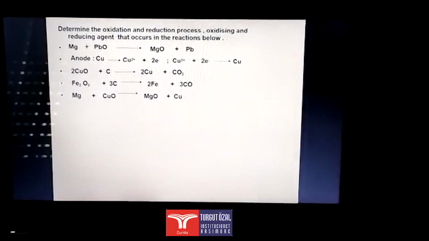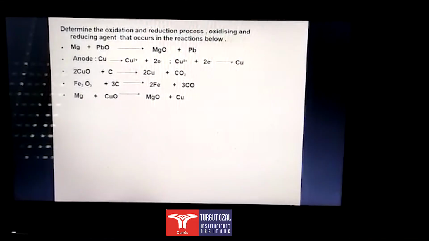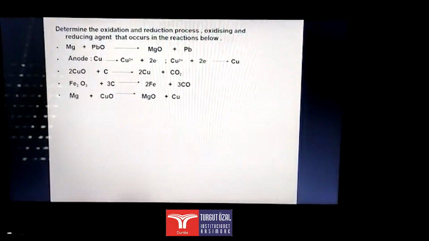Quick exercise for you. Determine the oxidation and reduction process, and the oxidizing and reducing agent, that occur in the reactions below.